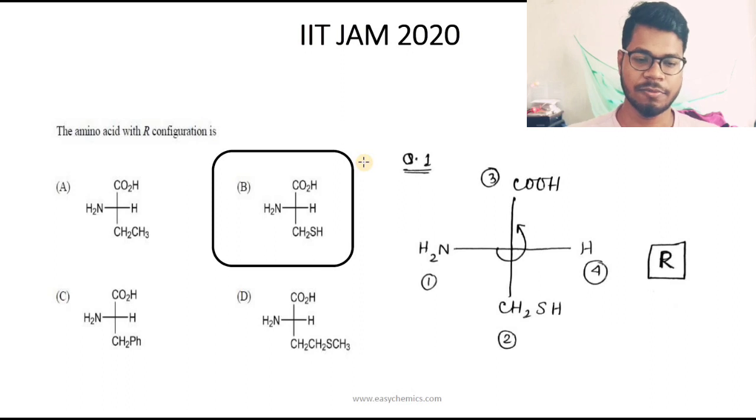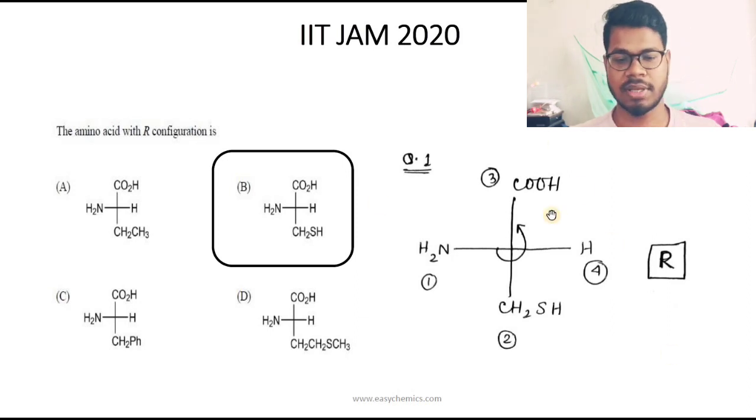The first question is RS nomenclature. You won't get any common questions here, but in my material there are at least 50 to 60 RS nomenclature questions. If you have practiced all those questions, you can easily solve this one. So the answer will be B. I am not discussing this in detail because it's a general question and most students can solve it.